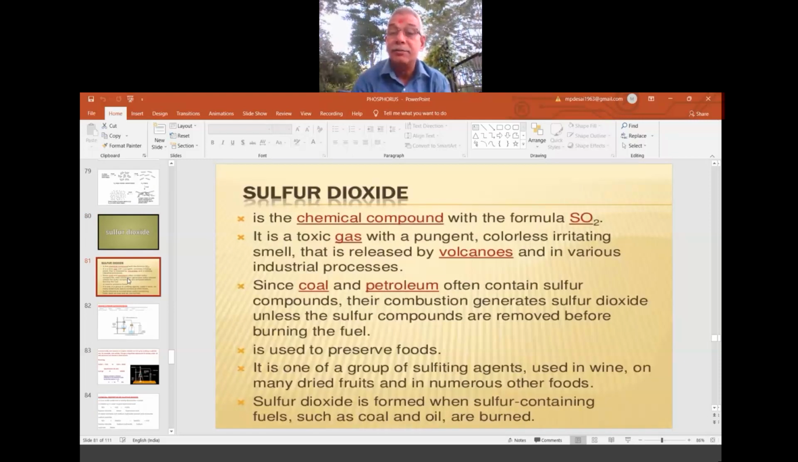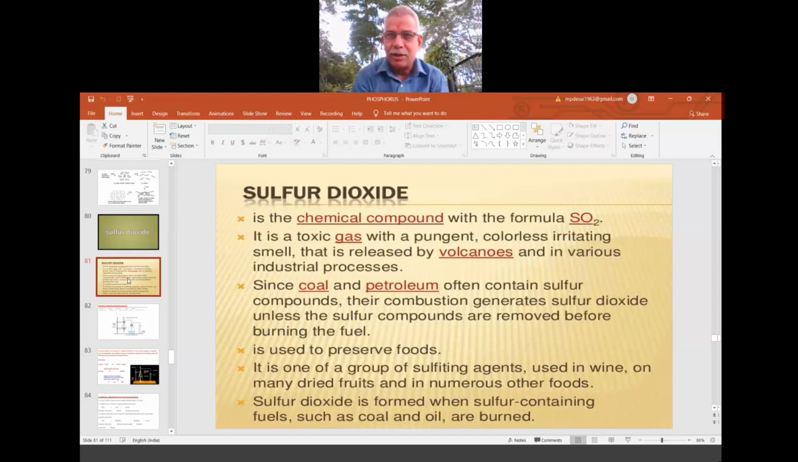Sulfur dioxide. It is a binary compound. It is a chemical compound. It is an oxide. Okay, you can explain in a different way using your own language and vocabulary. So it is a binary compound of sulfur with oxygen, SO2. And the most important part is it is a toxic gas with a pungent odor. We don't like it, highly irritating.